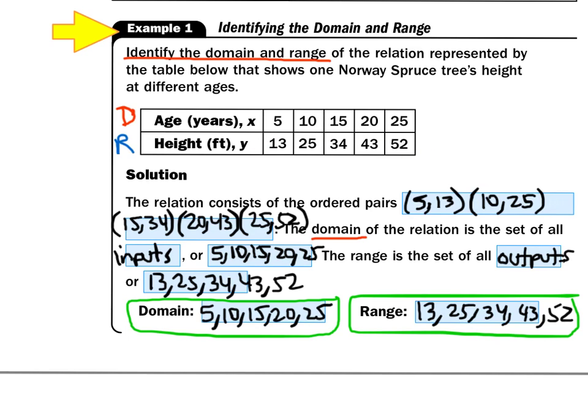You take all the numbers that they give you and you write them in order from least to greatest, and you never repeat a number. So in this case, they were already organized for us. So 13, 25, 34, 43, and 52. So we have the domain written as a set and the range written as a set.